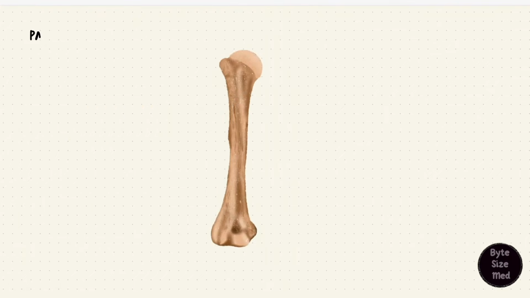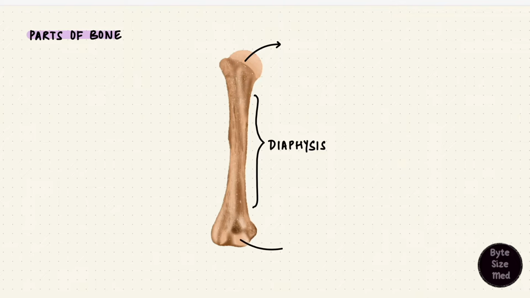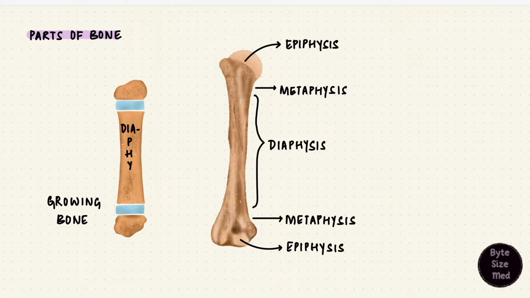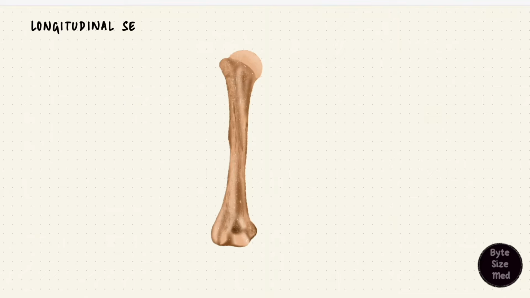Most long bones have three different parts. The shaft of the bone is called the diaphysis, the ends are called the epiphyses. The expanded ends of the diaphysis that join the epiphyses are called the metaphyses. In a growing bone, the diaphysis and the epiphysis are joined by a plate of cartilage called the epiphyseal growth plate. Over time, ossification takes place, and eventually, once the bone reaches its full length, the two fuse and there's no more cartilage.